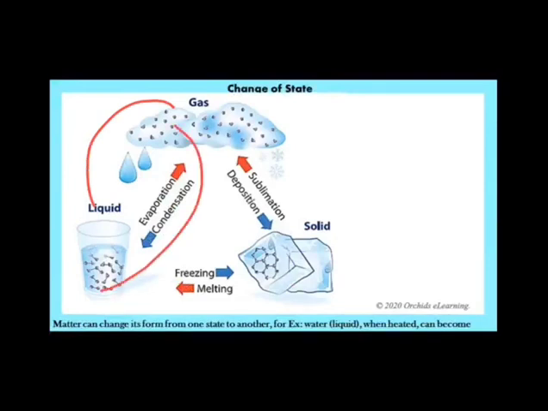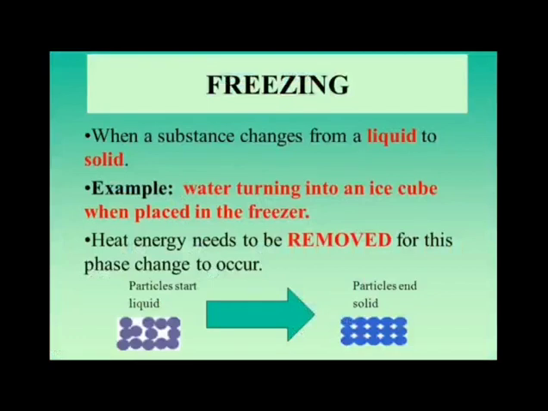Now we can also change the liquid into solid state. How? The process in which a substance changes from a liquid to the solid state is known as freezing. For example, water turning into an ice cube when placed in the freezer. This is an example of freezing.